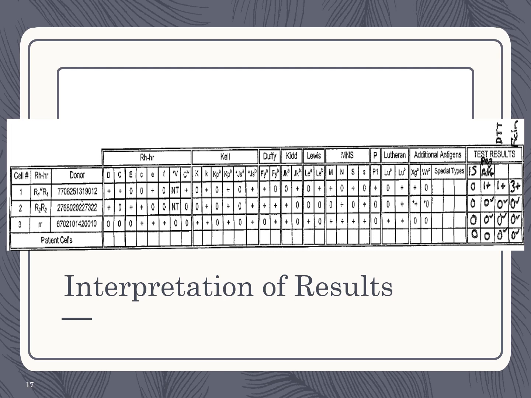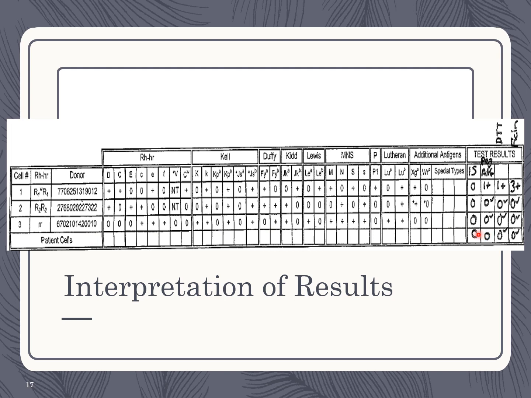So here's an example of an antibody screen. You can see the phase of the reaction, immediate spin, and then PEG AHG. So PEG is the enhancement material that we're using, and then there's a positive reaction. So they also did further testing with DTT and ficin and listed the results there. You'll see down here you have your 3 screen cells, and then you have your patient cells.